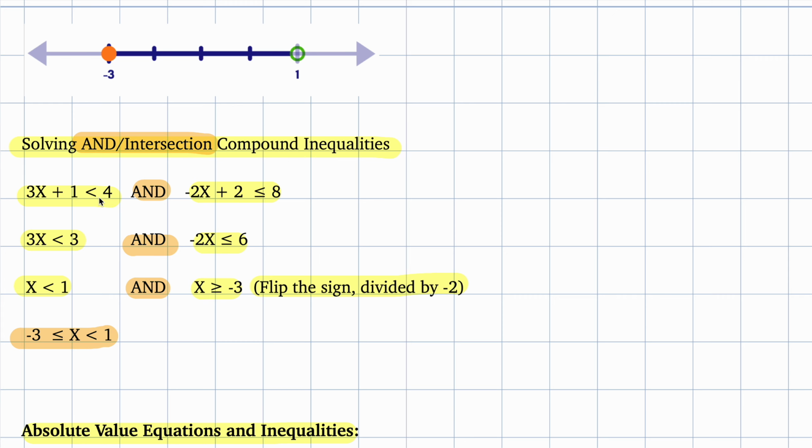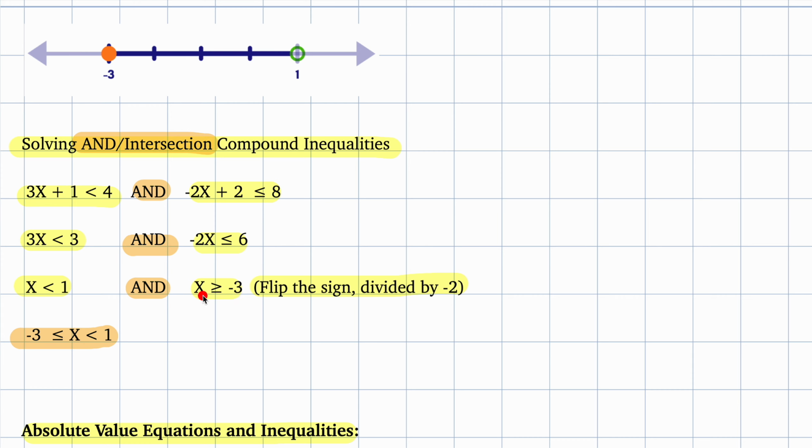So 3x plus 1 less than 4, that means subtracting 1 from each side, we get 3x less than 3, and then x would be less than 1. But we also need to consider this side. Negative 2x plus 2 is less than or equal to 8, negative 2x less than or equal to 6, and then x greater than or equal to negative 3, because we have to flip the sign as we're dividing by a negative. And then, since it's an and, that means we need to combine these.